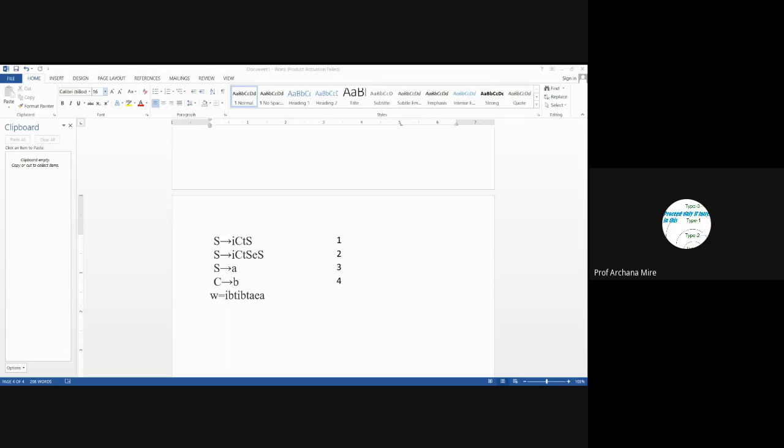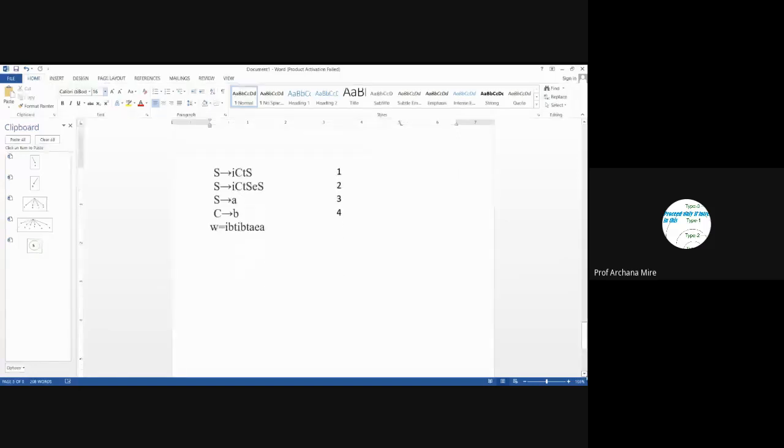I will share this file with you later on. So yeah, required symbols, okay, required branches are copied here.